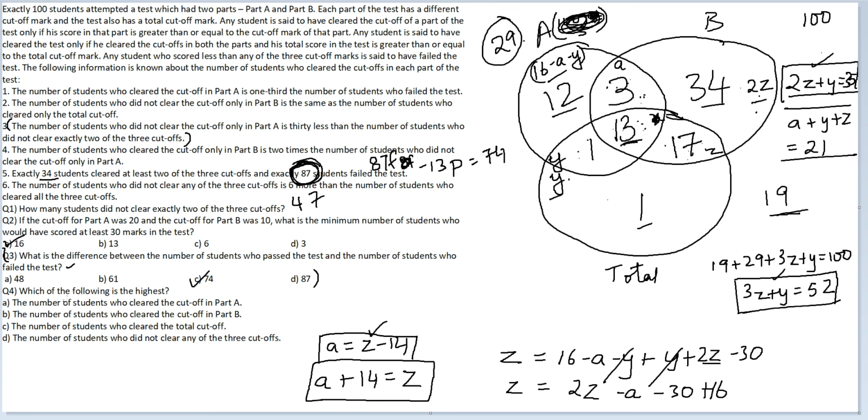Let's look at the last question. Which of the following is the highest? The number of students who cleared the cutoff in part A. This is 29. The number of students who cleared the cutoff in part B, 51 plus 16. This should be 67. The number of students who cleared the total cutoff, 13 plus 17 plus 2. So this should be 32. The number of students who did not clear any of the 3 cutoffs. That is 19. Among the 4, clearly this is the largest option. Therefore, answer choice B.